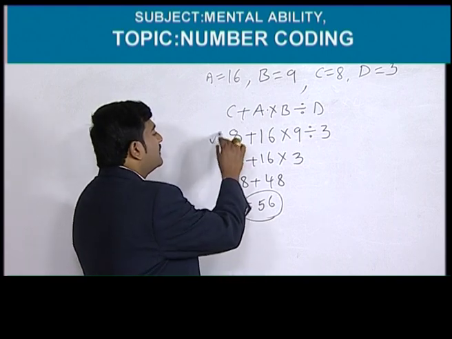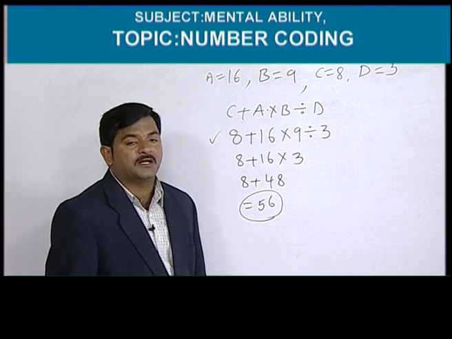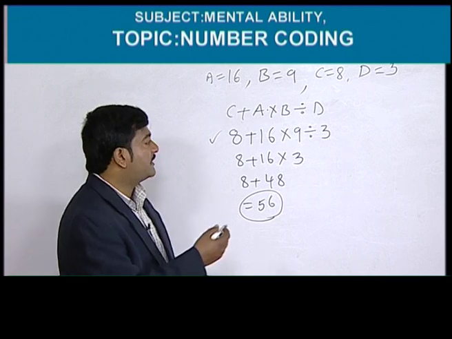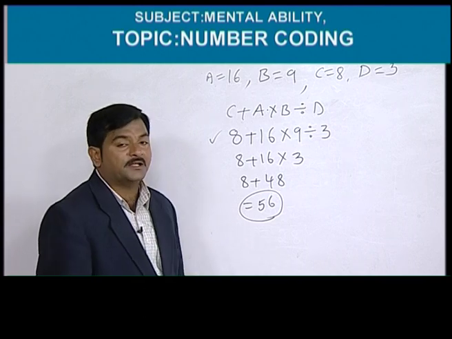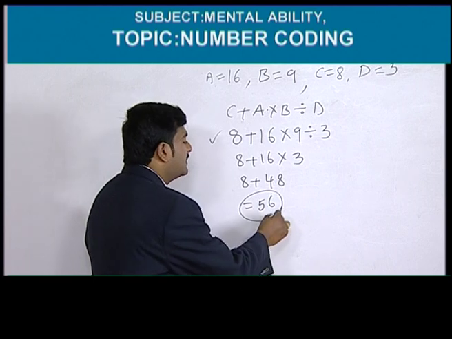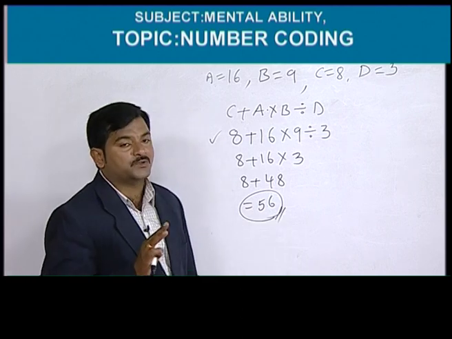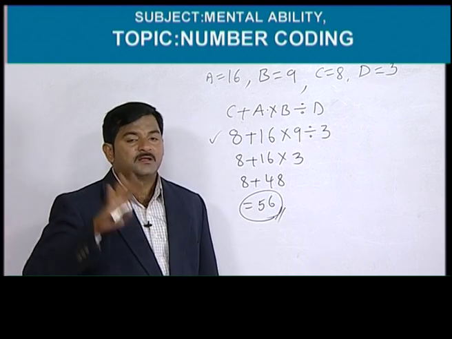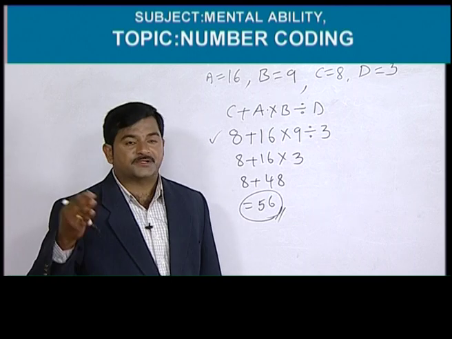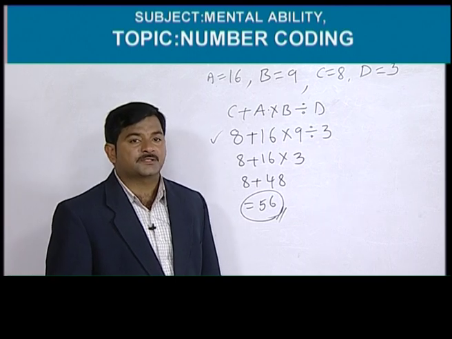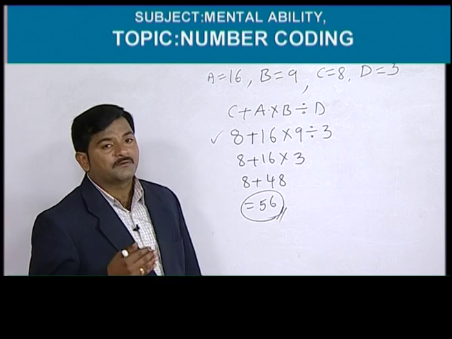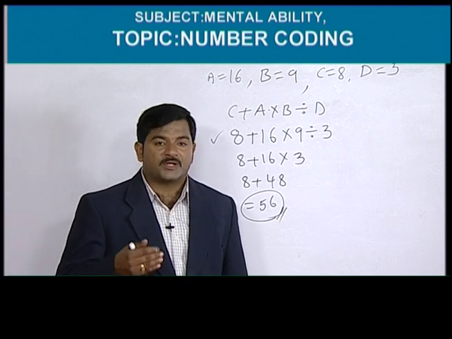For this step again we have to apply the BODMAS rule. So first of all division, then multiplication, finally addition. So hence the answer is 56. Okay, we discussed only three models. The remaining models we will focus on in the next session, that is mathematical operations. So as of now we finished three models in coding decoding.